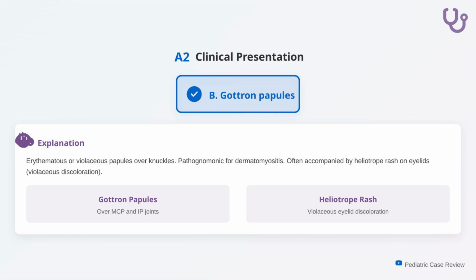Gottron papules. These are erythematous or violaceous papules over the knuckles, specifically the metacarpophalangeal and interphalangeal joints. They are pathognomonic for dermatomyositis and often accompanied by a heliotrope rash on the eyelids, which is a violaceous discoloration.